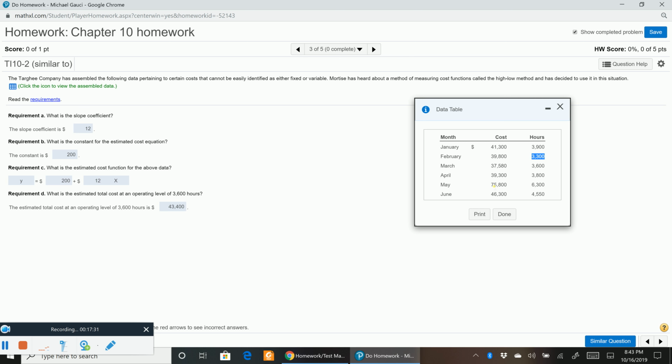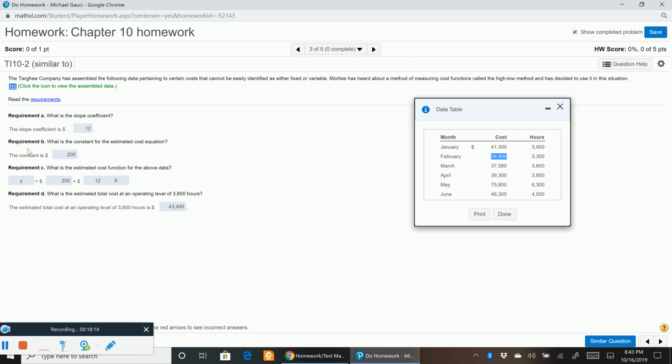And so what we will do is we are going to take the total cost, 75,800 for the high level, and the low level is 39,800. So the difference between those two, 75,800 minus 39,800, the difference is $36,000. And we will divide that by the change, the difference between the high and low level for the cost driver, which we said was $3,000. That's where I get my 12. 12 represents the variable cost per unit.